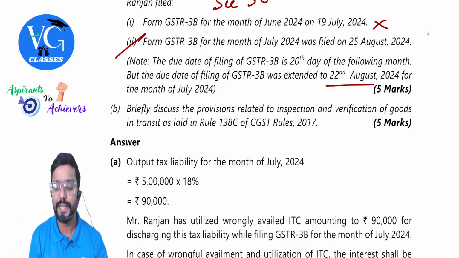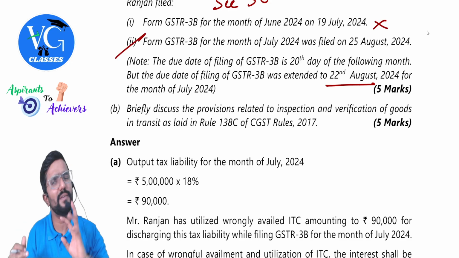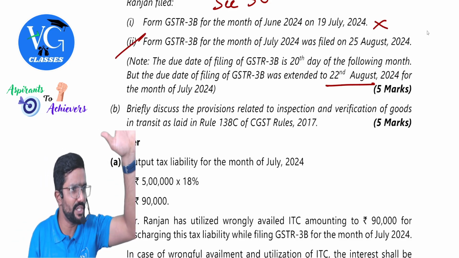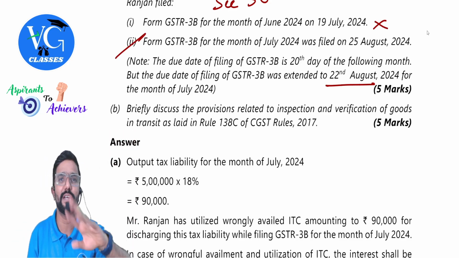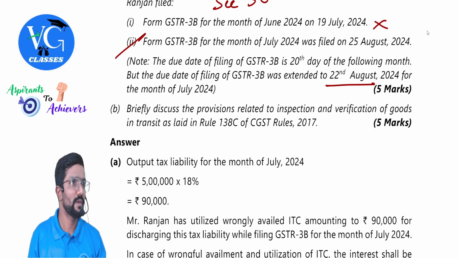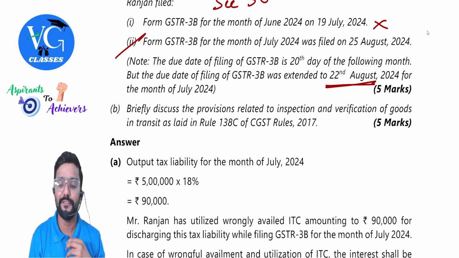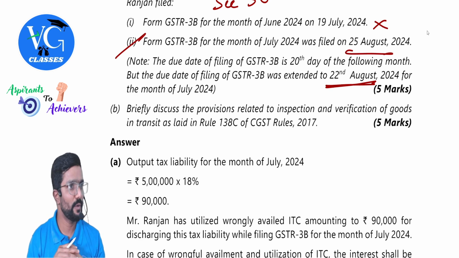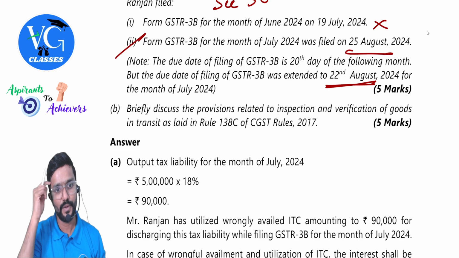Okay. Guys, the due date has been extended itself. See, if this was not given, we would have taken 20th August only as the due date. But they have given in the question that it is extended to 22nd August. So what should we consider as the due date for July? 22nd August. But when did he file? 25th August. Okay.